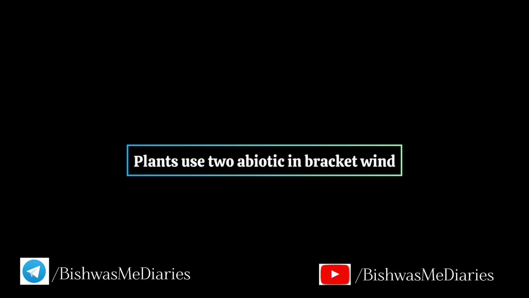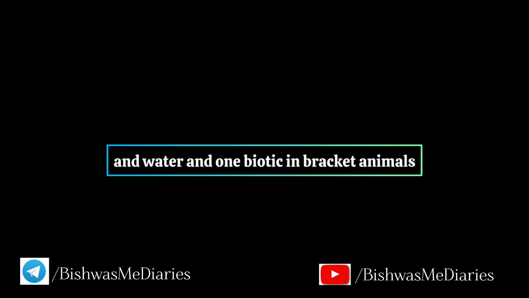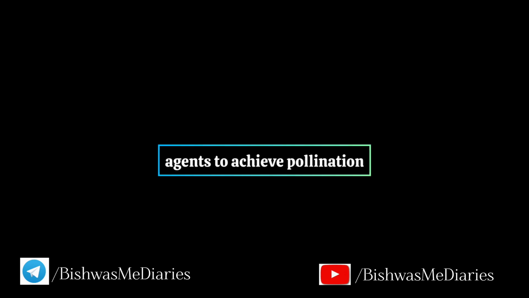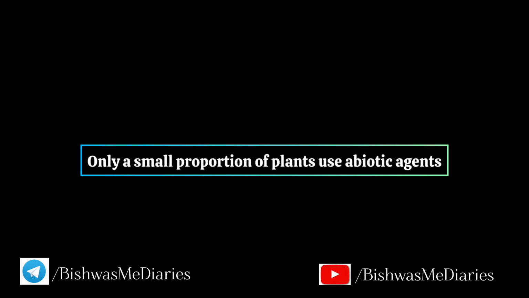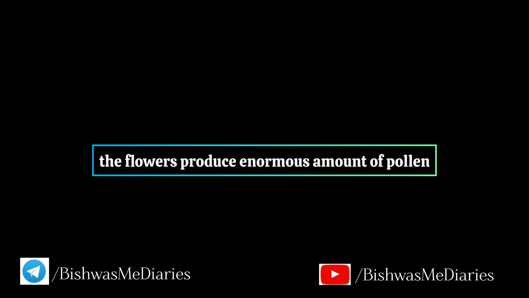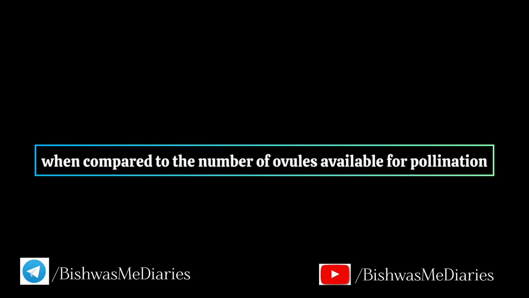Plants use two abiotic (wind and water) and one biotic (animals) agents to achieve pollination. The majority of plants use biotic agents for pollination. Only a small proportion of plants use abiotic agents. Pollen grains coming in contact with the stigma is a chance factor in both wind and water pollination. To compensate for these uncertainties and associated loss of pollen grains, the flowers produce enormous amounts of pollen when compared to the number of ovules available for pollination.